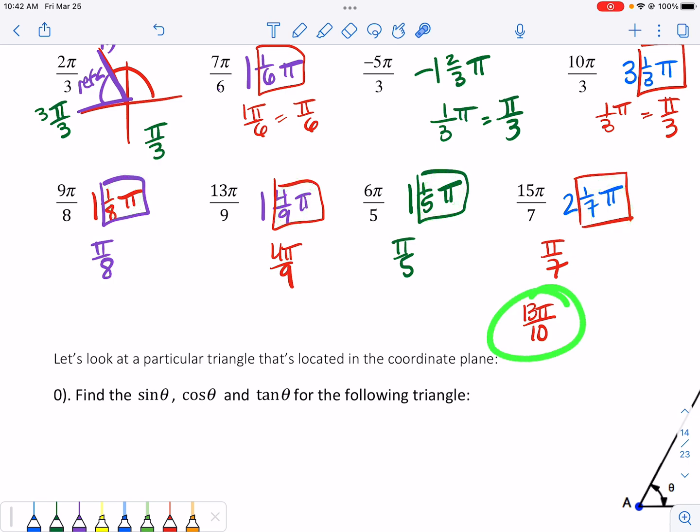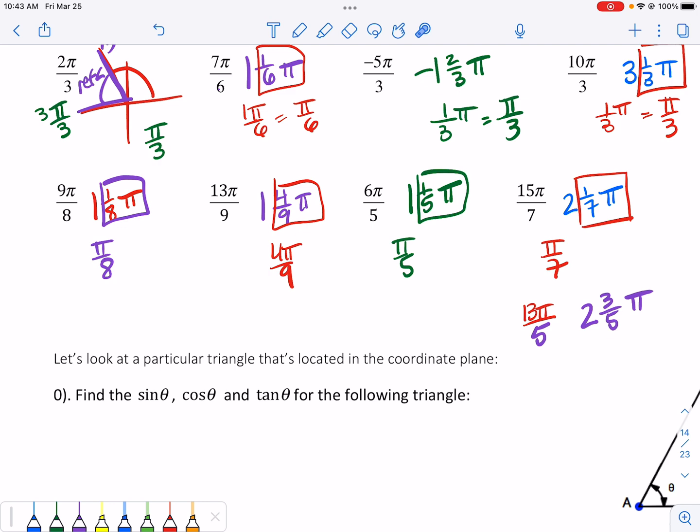Okay. If I give you something like 13 pi fifths, sorry, 5 goes into 13 twice, I have 3 left over. So I have 2 3/5 pi. Well, half of 5 is 2 1/2. 3 is more than that.